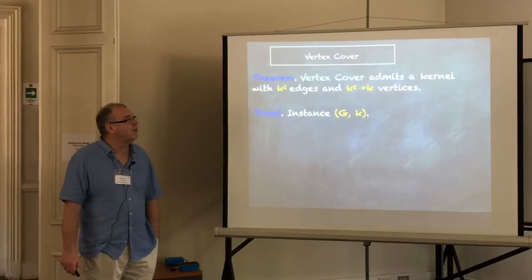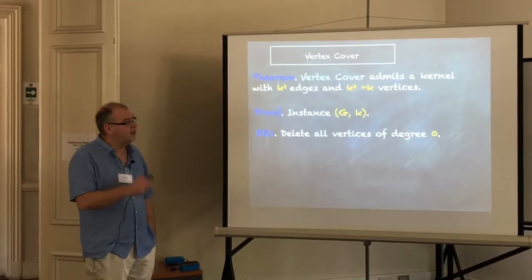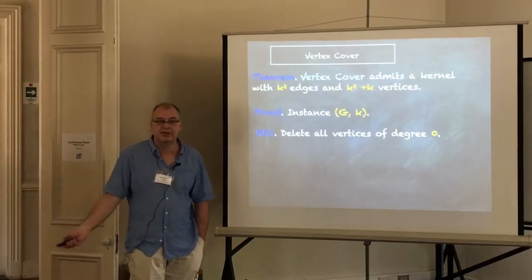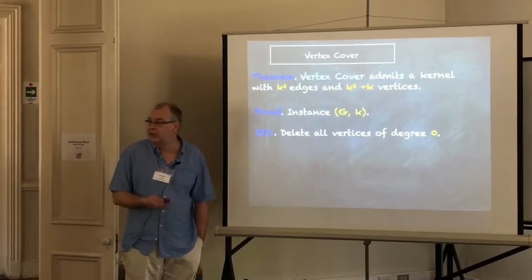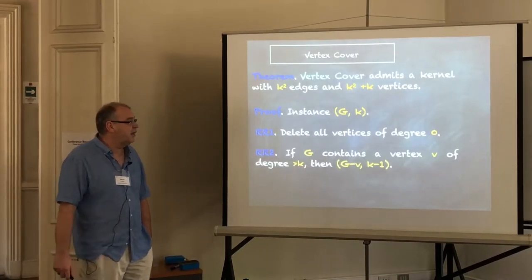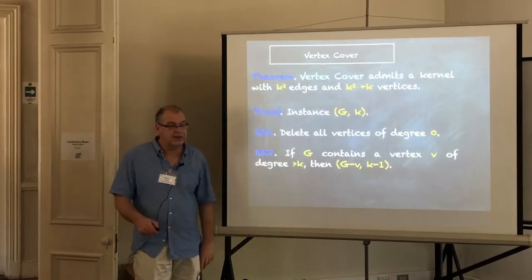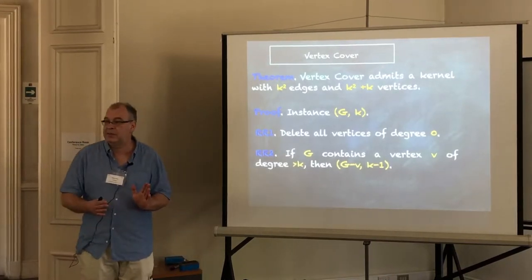So how is the proof? I have an instance G, k. Again, I delete all vertices of degree zero. This rule is okay, because vertices of degree zero don't cover anything. I don't need them. And then if my graph G contains a vertex of degree more than k, then I delete this vertex and I decrease the parameter.